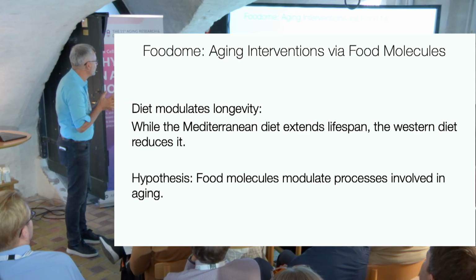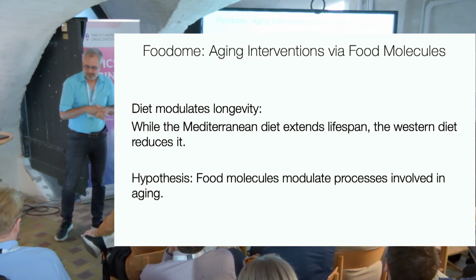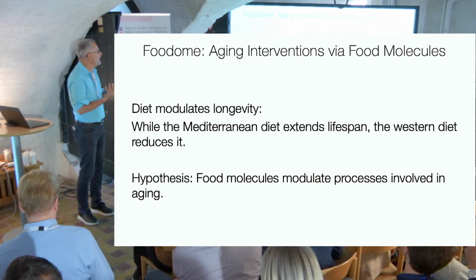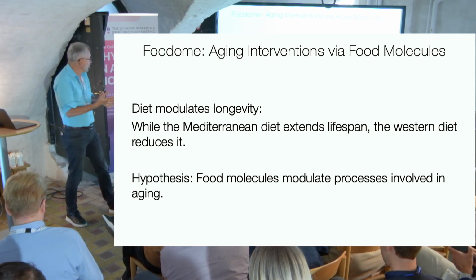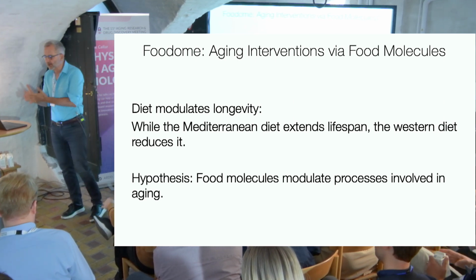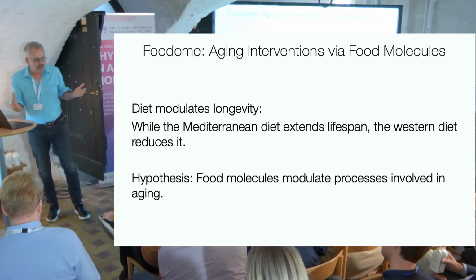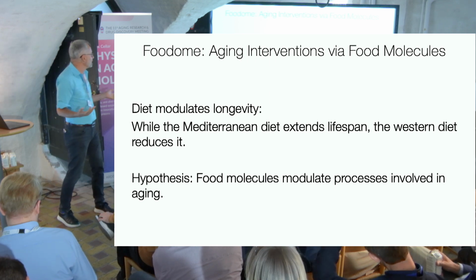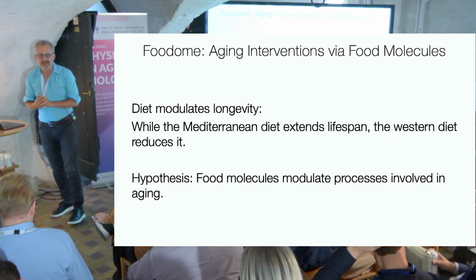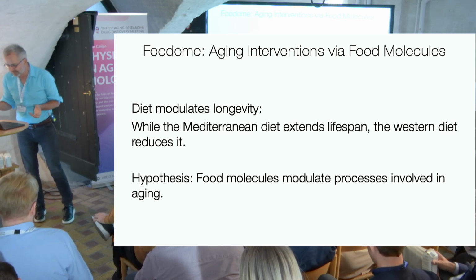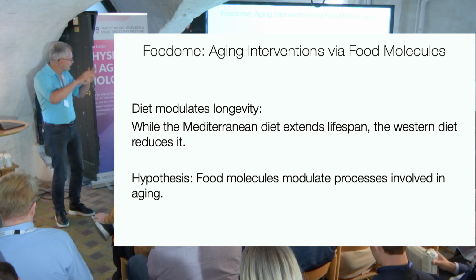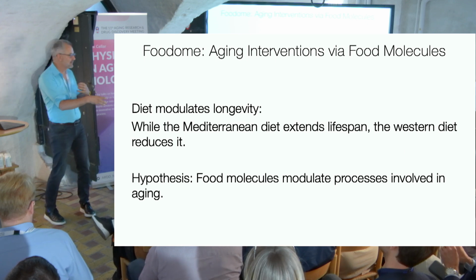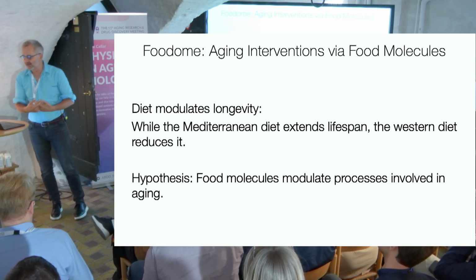That is related to a journey that we've been having in my lab for many years now, the foodome project, which is the idea that we could do interventions into aging via food molecules. Why food? Because we know that diet does modulate longevity. If nothing else, everybody knows that you should be eating a Mediterranean diet and avoiding the Western diet, because they clearly have very different impacts on longevity. So the question is, is this just the whole diet, or are there specific molecules within the diet that affect aging, and could we identify what those molecules are?